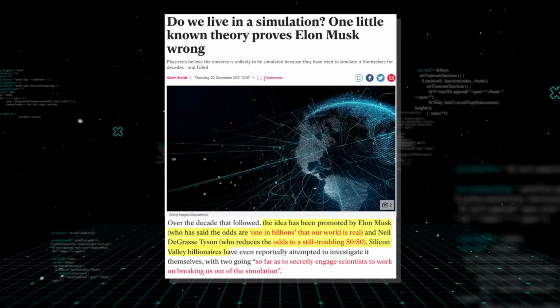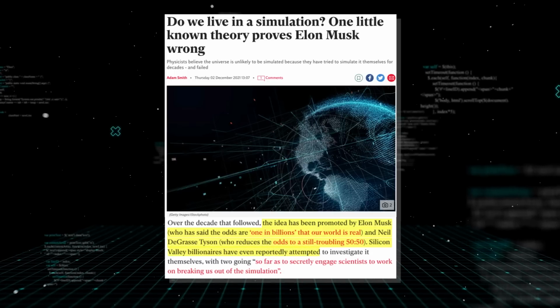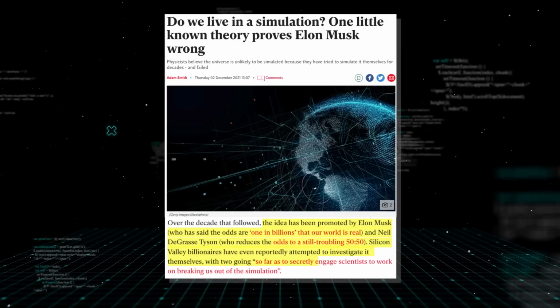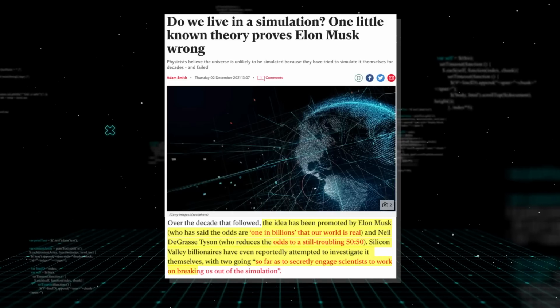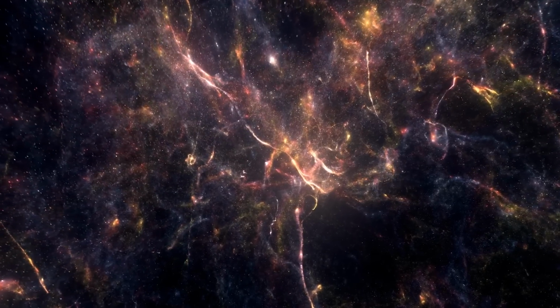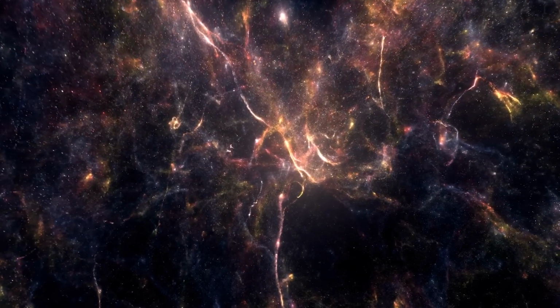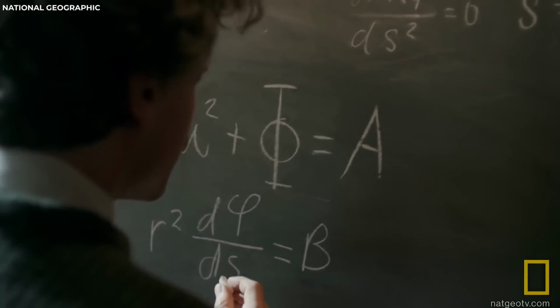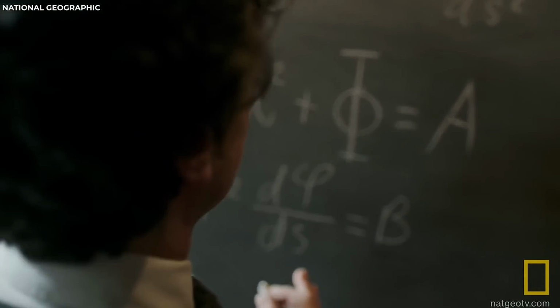Silicon Valley millionaires have apparently sought to conduct their own investigations as well, with two going so far as to secretly engage scientists to work on breaking us out of the simulation. But fortunately, or perhaps sadly, there is nothing we can do to get out. That is, as far as we are currently aware. This is the real world, since our cosmos cannot be simulated, and mathematicians have known this for years because they have been attempting to do so.